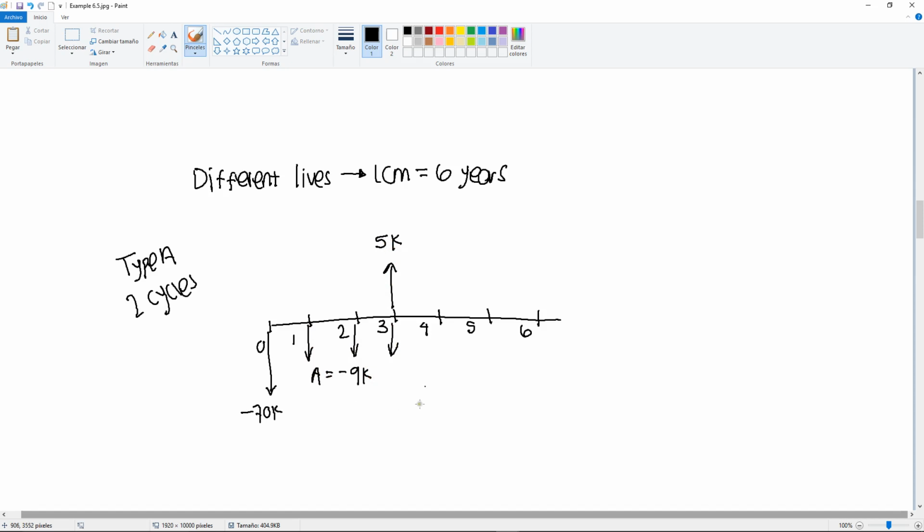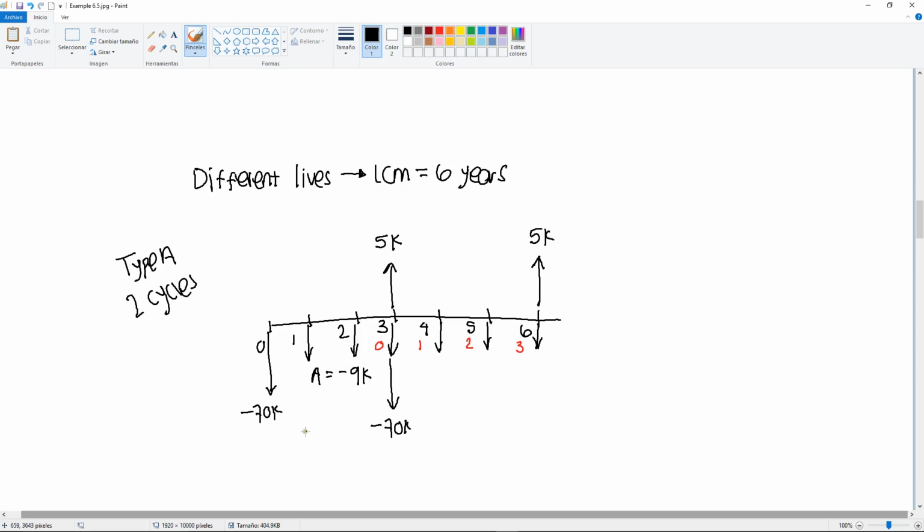Now remember that the last year for the first cycle becomes year 0 for the second cycle. So in year 3, we have our initial investment again. We continue with our A's, and in the last year, we have our salvage value again. We do not put another minus 70,000 in year 6 because we are not starting another cycle. So just make sure: it's 0, 1, 2, and 3 for the second cycle.